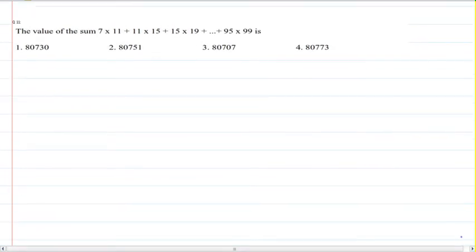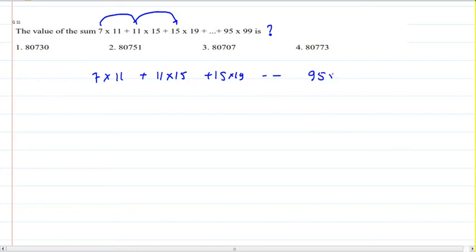What does this say? The value of the sum 7 into 11, 11 into 15, up to 95 into 99 is. Now this looks like a problem where I need to find a general pattern. Can I find a general pattern? This looks like an AP. 7 into 11, 11 into 15, 15 into 19, up to 95 into 99.